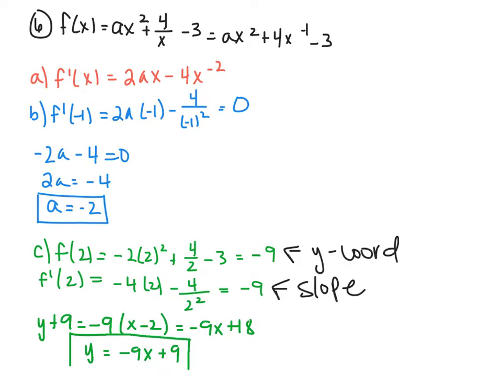So I used point slope form. I got y minus our y coordinate is equal to our slope times x minus 2. Again, it doesn't tell you what form to leave it in, so you could have left your answer in this form, but I simplified it down into slope-intercept form, so I distributed the negative 9 and subtracted 9 from both sides and got y equals negative 9x plus 9.